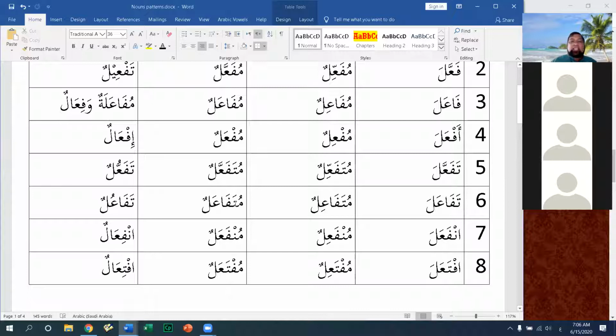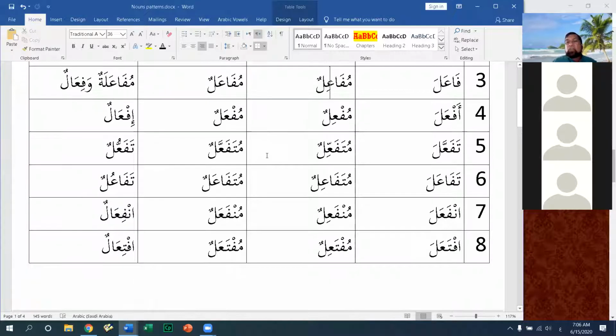So the point I wanted to highlight, and we'll come back to the sixth pattern, is that ismul fa'il and ismul maf'ul from the 2nd to the 10th, except the 9th, ismul fa'il would have kasra and ismul maf'ul would have fatha. That's the only difference between the two. And on the 9th, both of them have fatha.